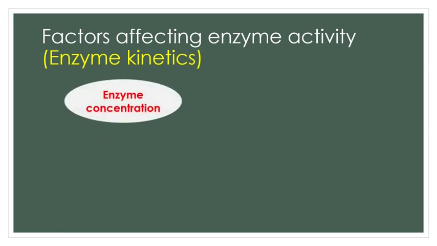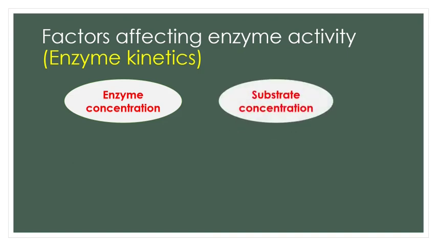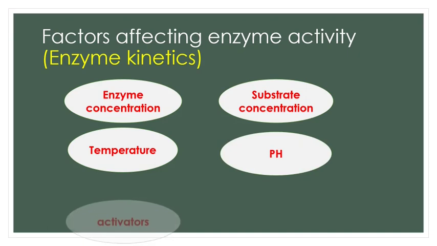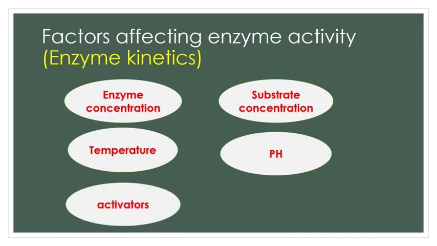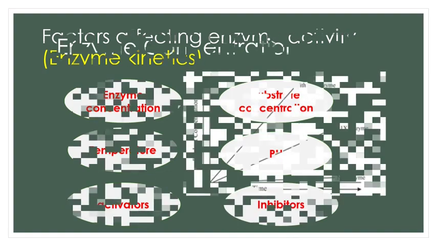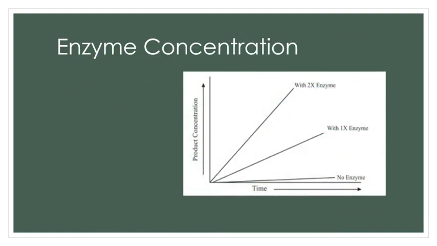There are different factors like concentration of enzyme, the concentration of the substrate, the temperature, pH of the medium, activators present in the reaction or inhibitors present. All these affect the rate of enzymatic activity, which we also call enzymatic kinetics.